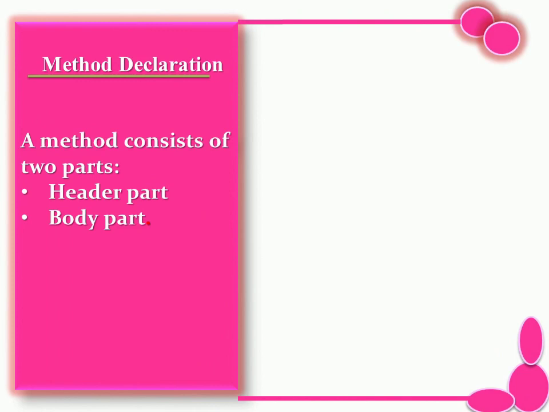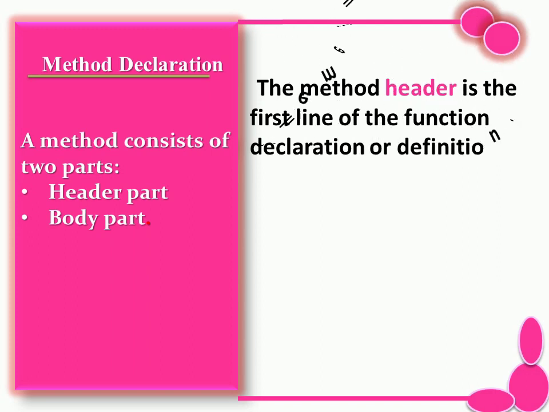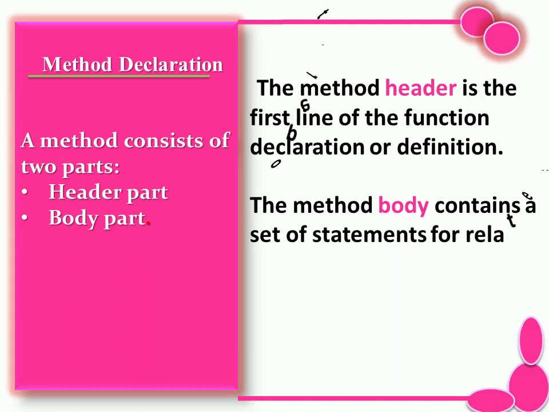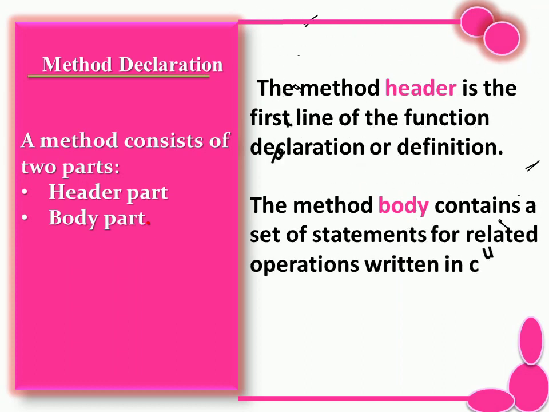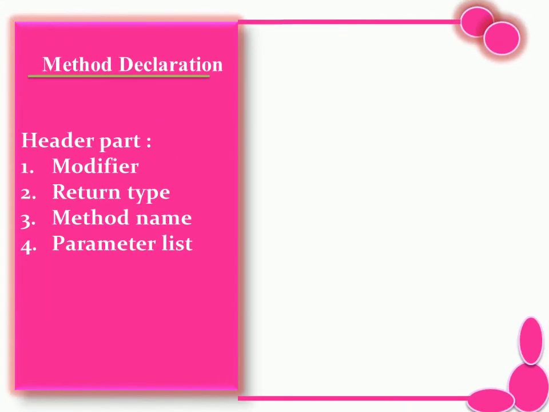A method consists of two parts. One is the header part and another one is the body part. What is the header part? It is the first line of the function which is declared or defined in a method. And what do you mean by body part? The body part contains the set of statements related to the operations, written in between curly brackets. So these are the two parts necessary to declare in a program.